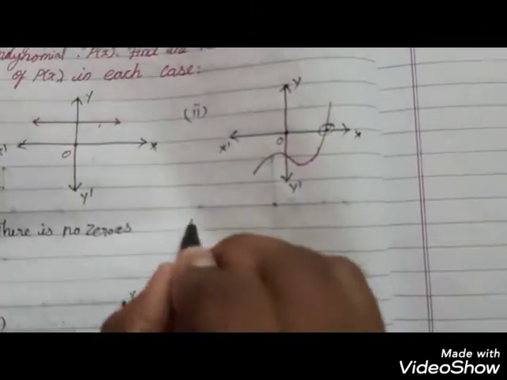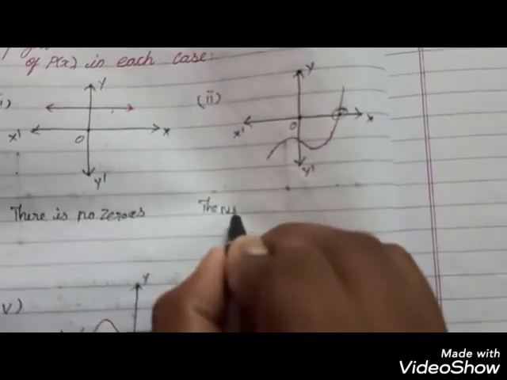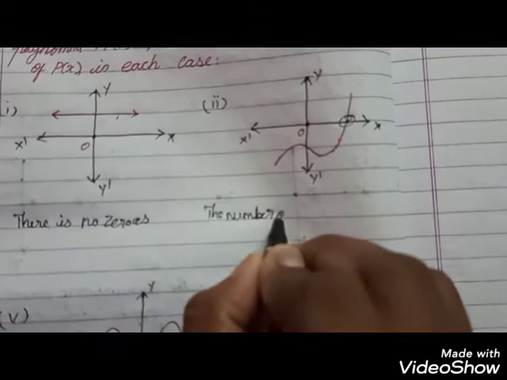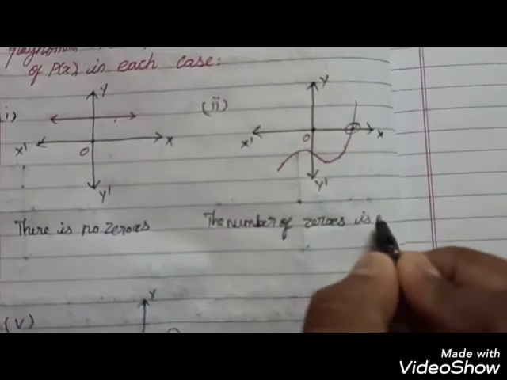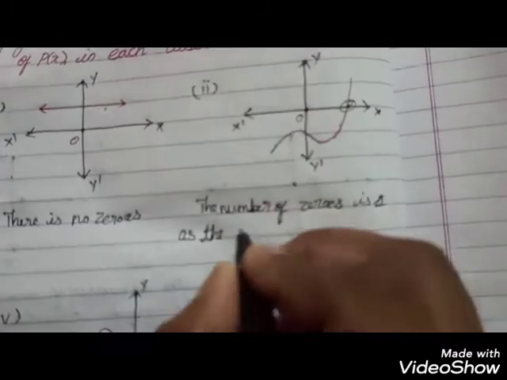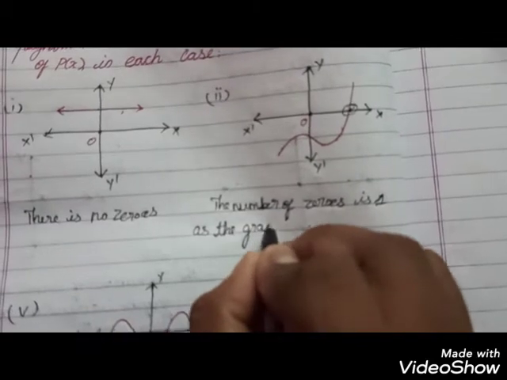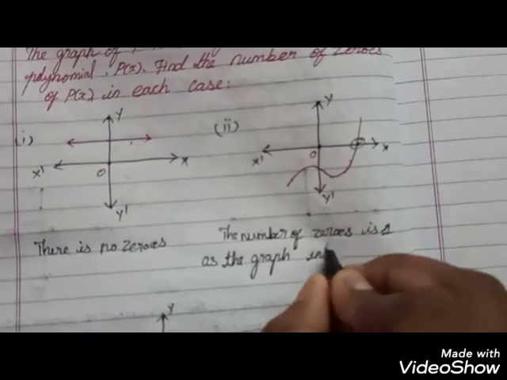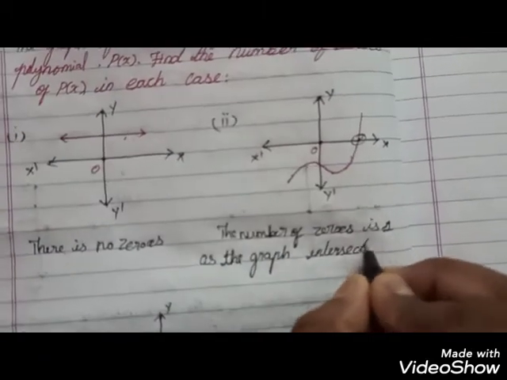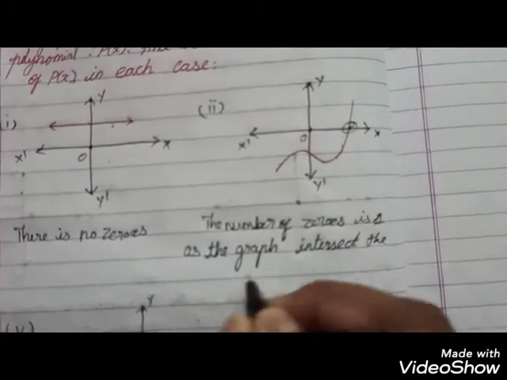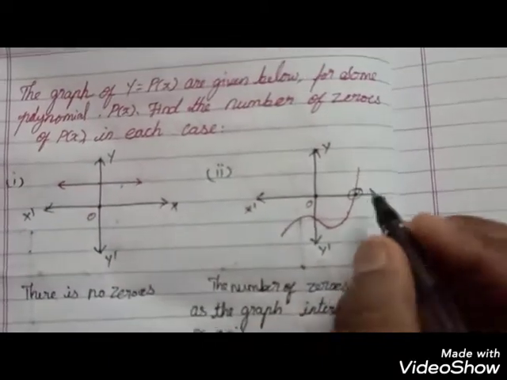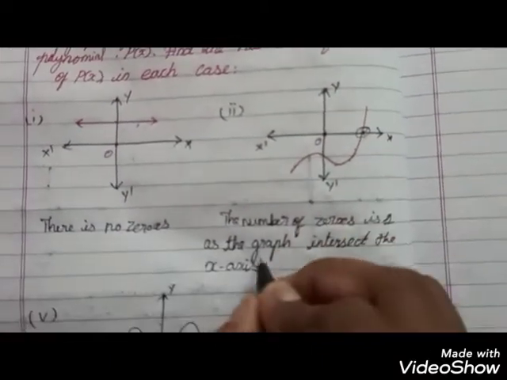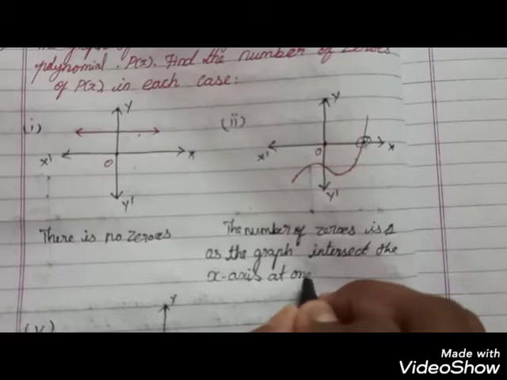Clearly you know the number of zeros, the same sentence: number of zeros is 1, as the graph intersects the x-axis. How many points? Only 1 point.